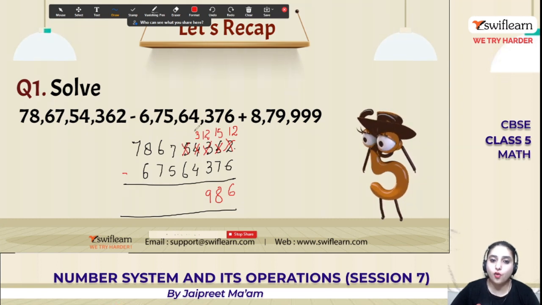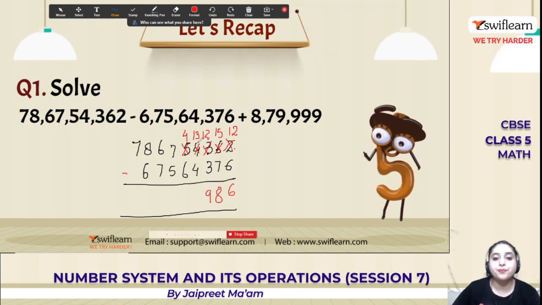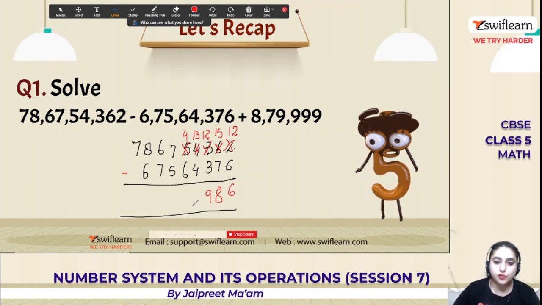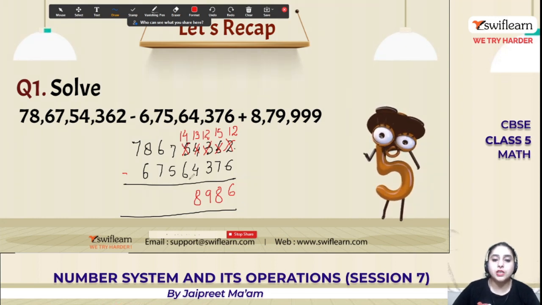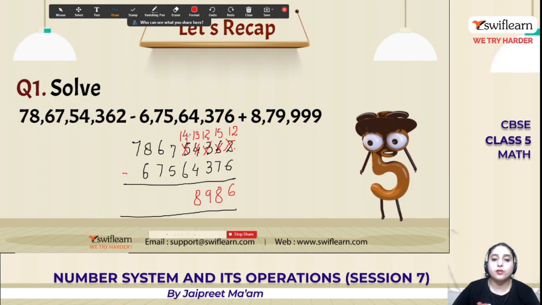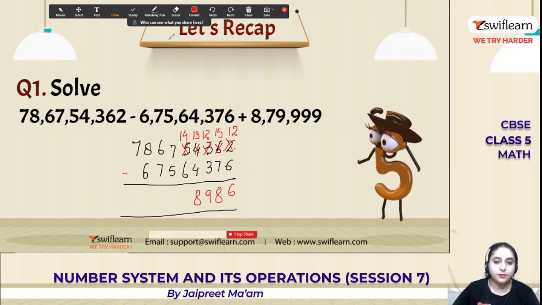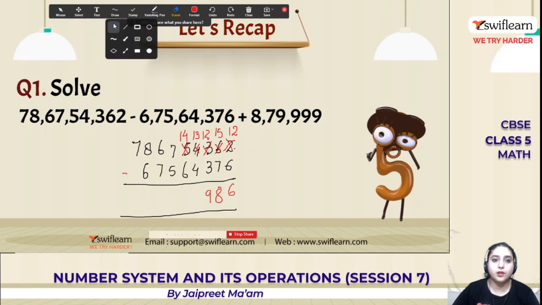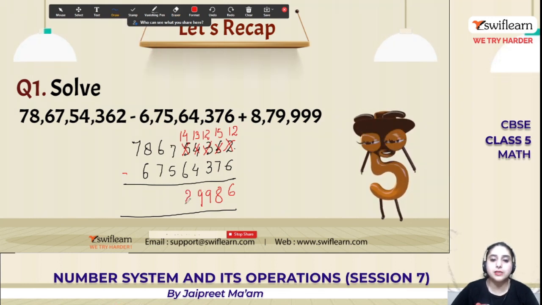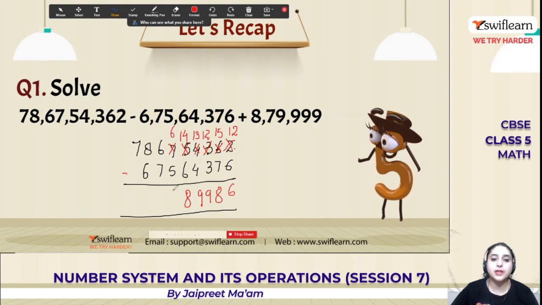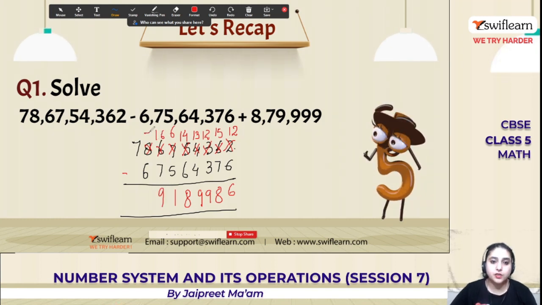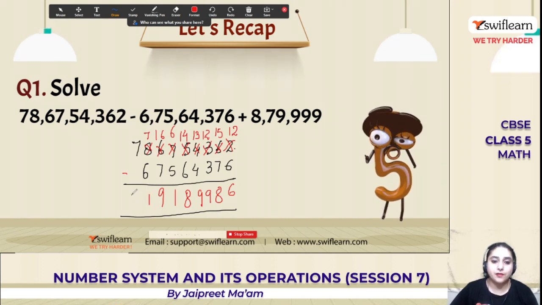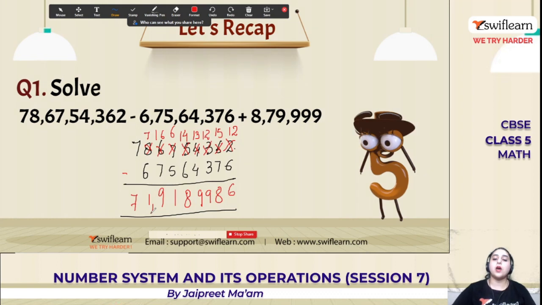Here 3 is less than 4, take a borrow from 5 and it will become 13, and 13 minus 4 is 9, sorry, it's 9 over here. Okay, then it will become 14. So now 14 minus 6 is 8, and it's 6 now. 6 minus 5 is 1, and here it will borrow 1, it will become 16, and 16 minus 7 is 9, and here it will become 7. 7 minus 6 is 1 and it's 7. So we will get 71 crore 91 lakh 89,986.